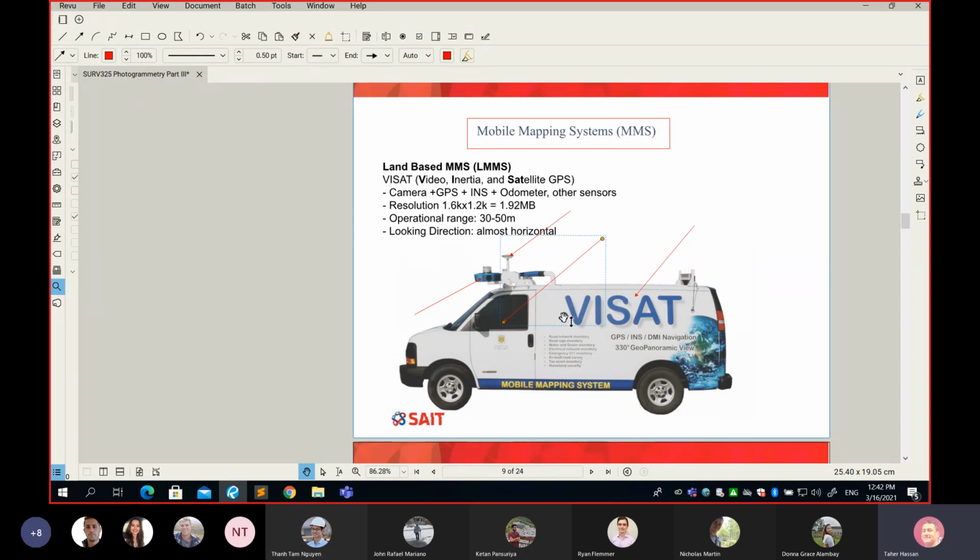I'm asking you, should this computer be fast, or can it be a slow computer? Can anybody tell me it has to be fast? It's a must, yes. Remember, you're driving at 100 kilometers per hour, and you want to capture a set of photos, not only one.